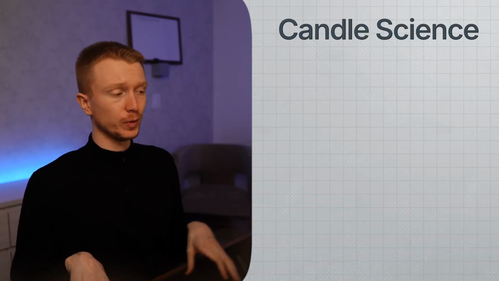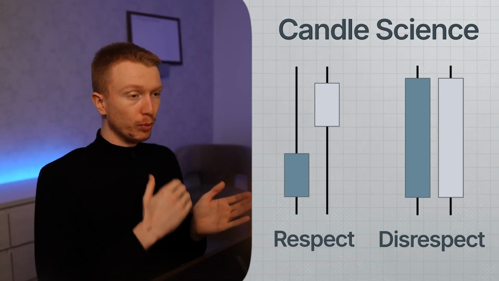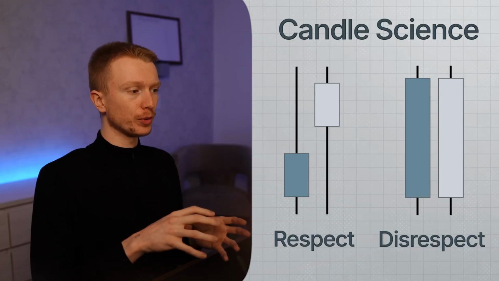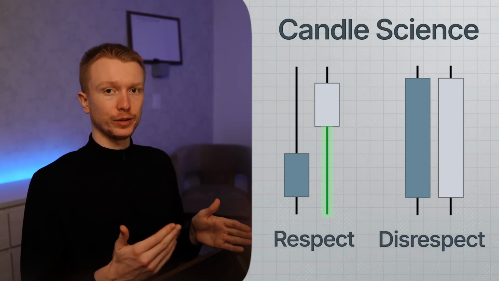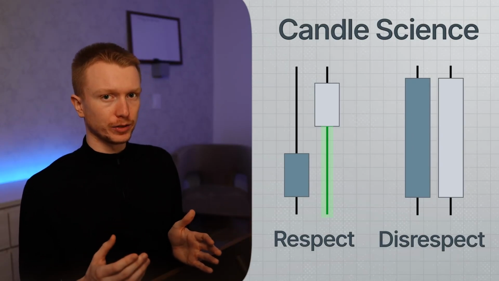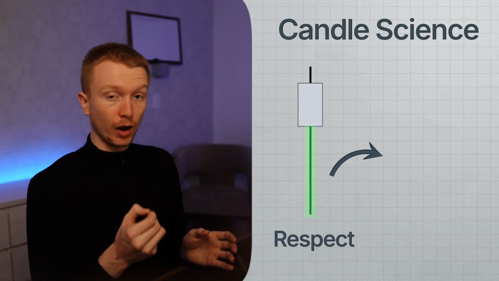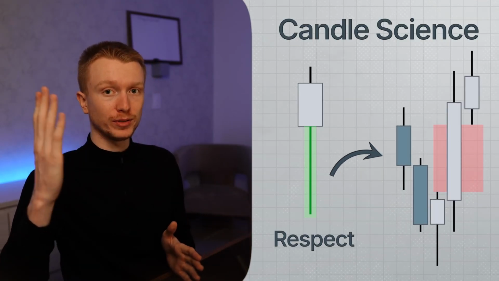In candle science, we have a disrespect candle and a respect candle. Very simply said, for bullish examples, just inversed for bearish examples. For bullish examples, if we have a respect candle, we have a long wick at the bottom of that candle, indicating that we are respecting something. Because what is that wick on the lower time frame? On the lower time frame, that long wick at the bottom is actually fair value gaps already pointing higher.